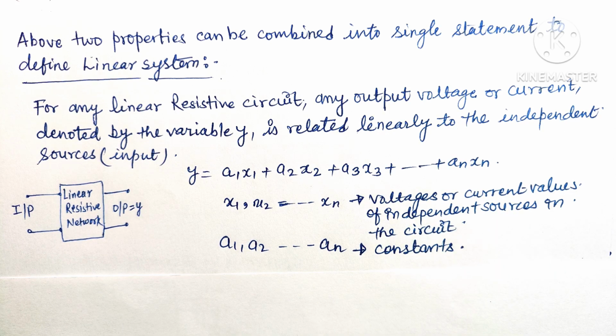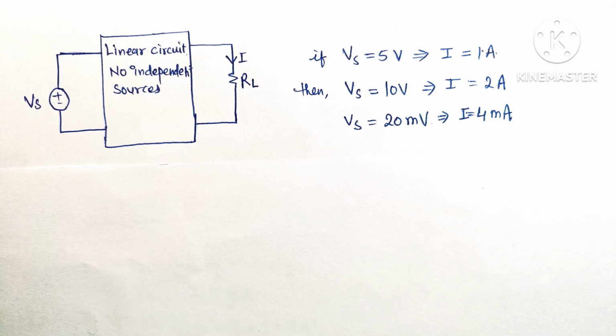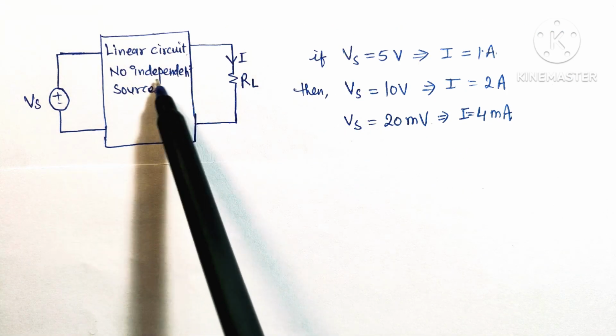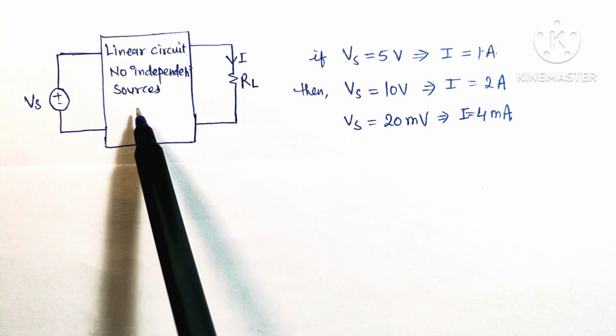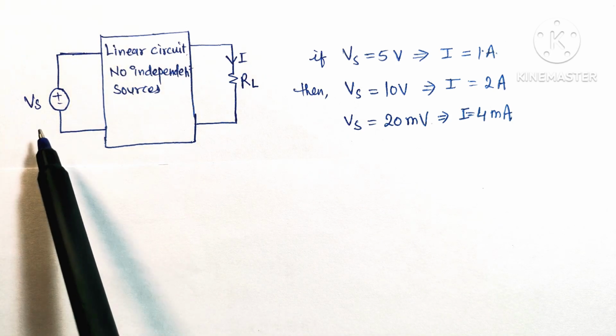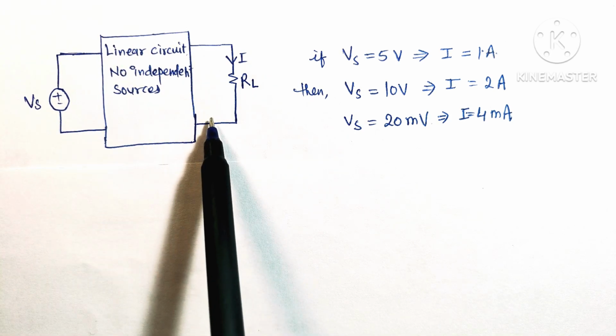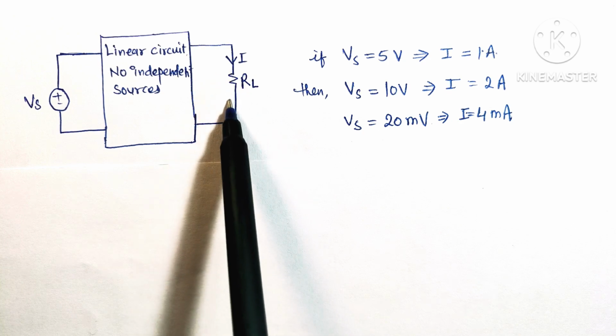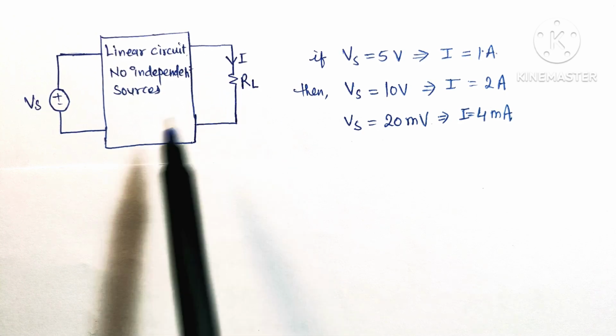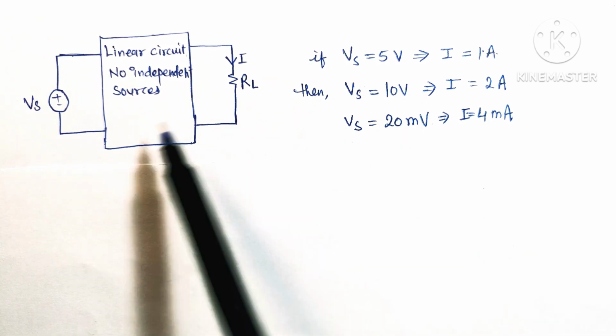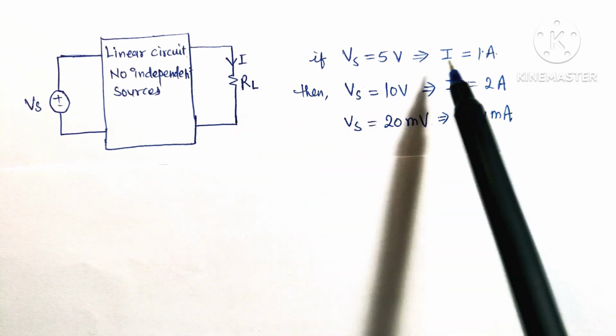Let us see an example so that our concept may become more clear. Here one example is given. This is a linear circuit, and this linear circuit contains no independent sources. Here voltage Vs is applied at the input and the response at the output is the current I passing through this resistance RL. If we apply Vs equal to 5 volt at the input, then the current at the output is 1 ampere.